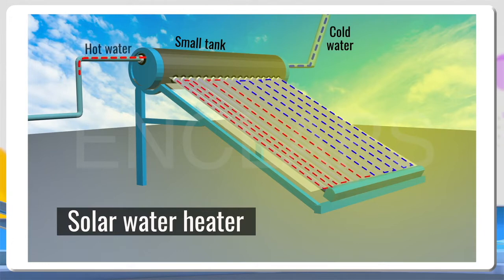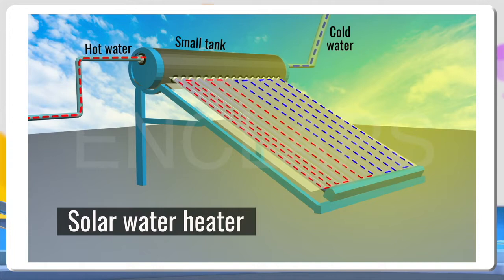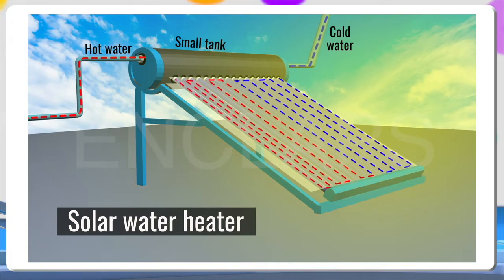An outlet pipe is installed at the top of the tank to receive hot water from the tank, as the hot water will always be at the top of the tank due to its low density. The convection of water here will continue as long as it receives sunlight. Here, the required hot water from the solar water heater can be extracted from the top of the small tank. Here, we used solar energy to heat the water.